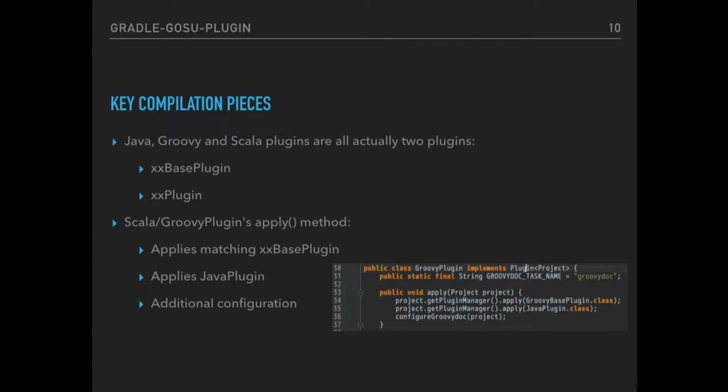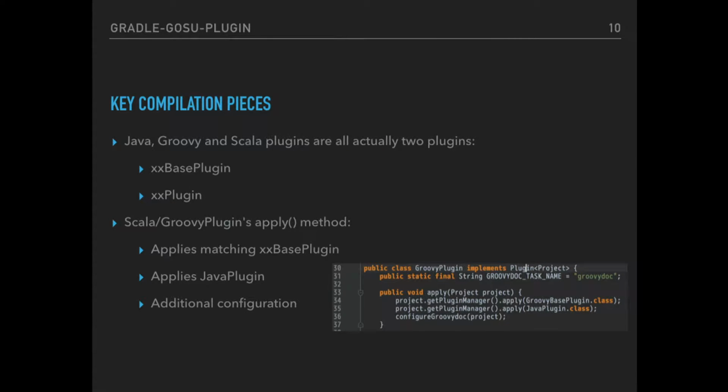Something interesting happens. The first thing, it applies the matching Groovy base plugin. Secondly, and this is interesting, it applies the Java plugin. And guess what? The Java plugin goes and applies its own base plugin. And then finally, it'll do some additional setup, like creating default task types, creating a Javadoc and a Groovydoc task, things like that.